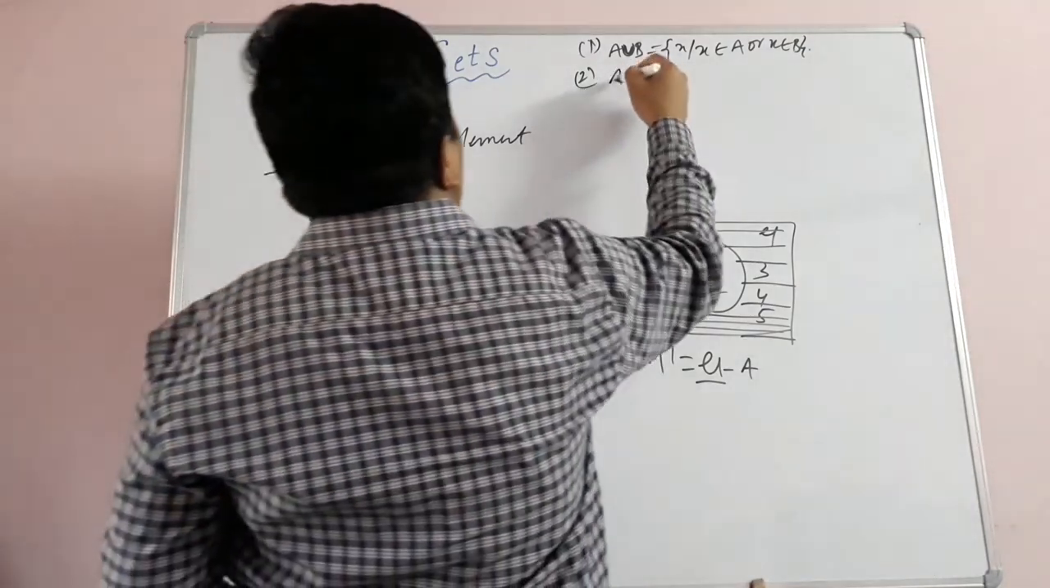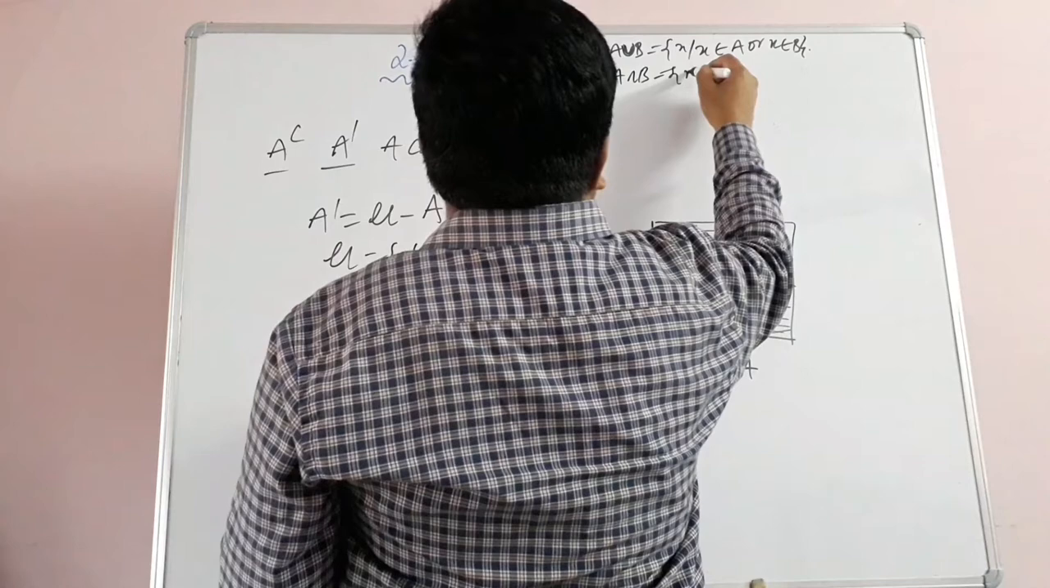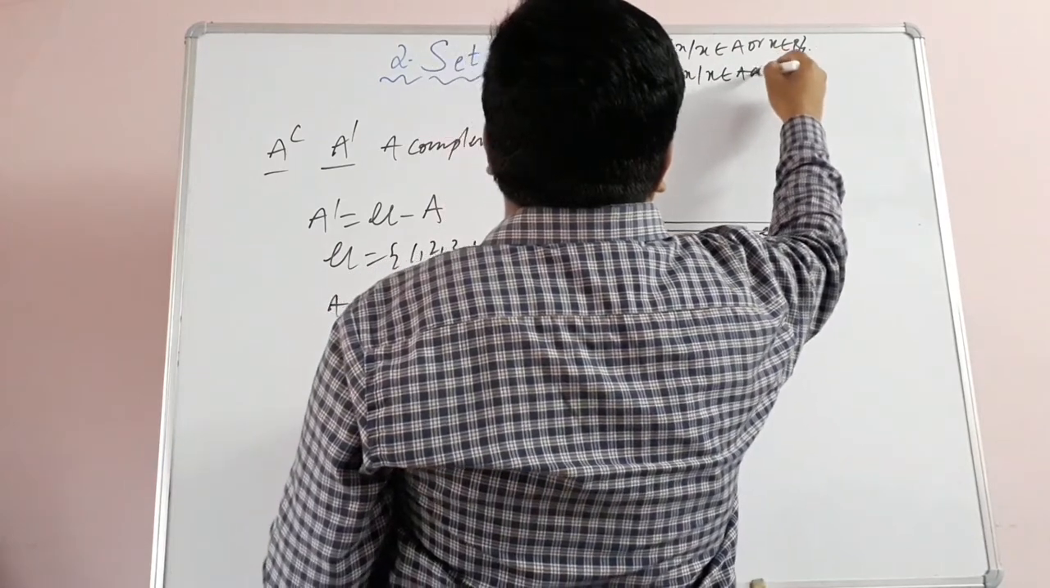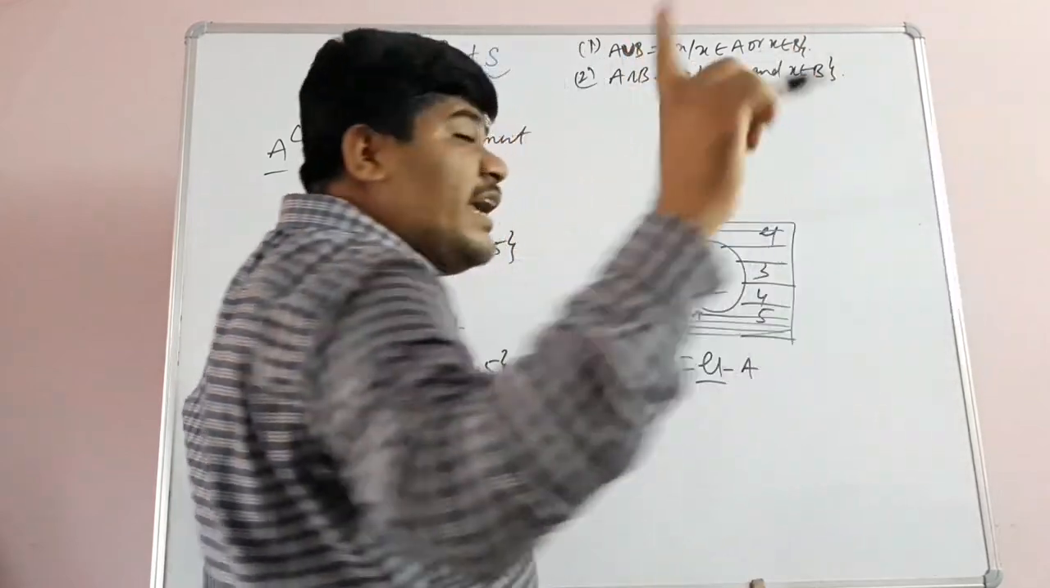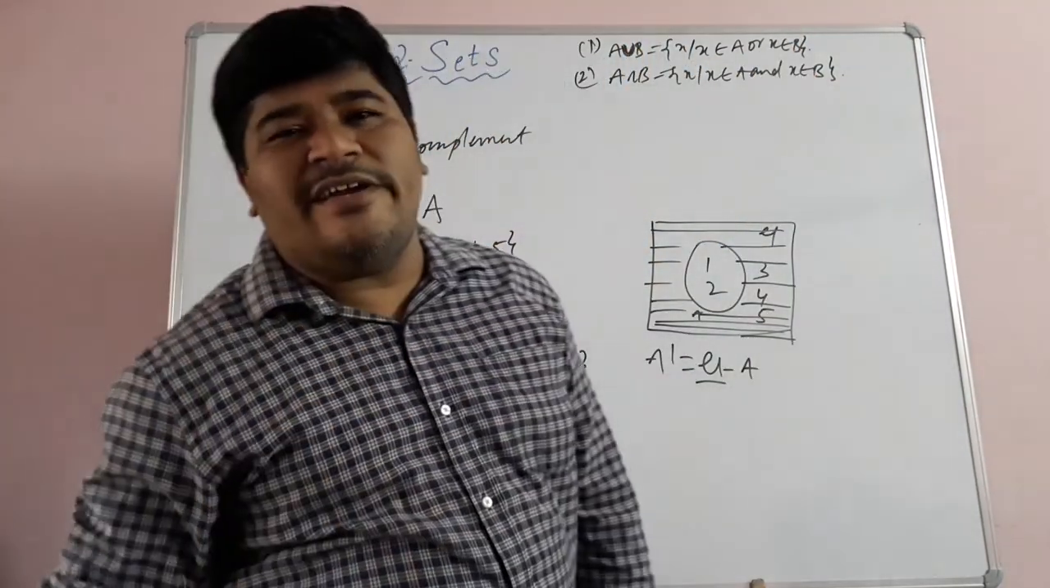A intersection B means what, children? x such that x belongs to A and x belongs to B. It means the element must be there in A and B. Common elements we will take.